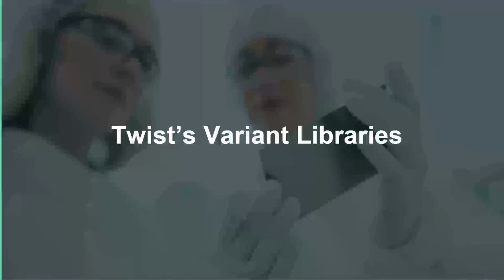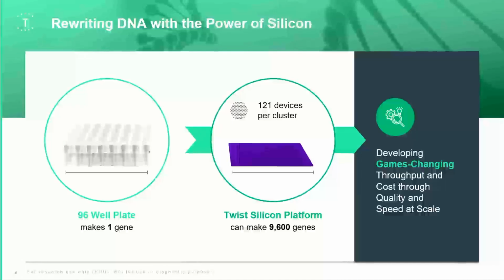So to start, let's talk about the Twist variant libraries. It really does start with how we at Twist are building our DNA in the first place. We're using phosphoramidite-based chemistry, but we've miniaturized that chemistry down onto a silicon platform. And using microfluidics, on a similar sort of footprint as a 96-well plate, we're able to build 1 million oligos with base-by-base precision up to 300 nucleotides in length.